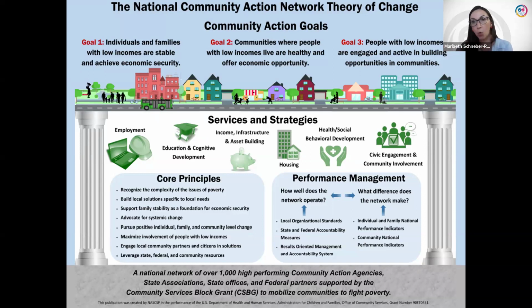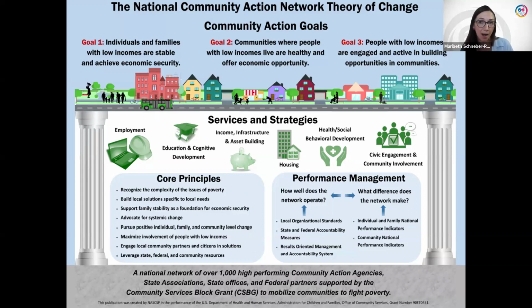And then we have some core principles that articulate how we approach the work as a community action agency, some of the things that we deeply believe. So let's see if these check out to you. We recognize that poverty is complex. There's not a magic solution to poverty. It's multifaceted, right? We also believe deeply in building local solutions specific to local needs. That goes all the way back to the founding of community action in 1964.